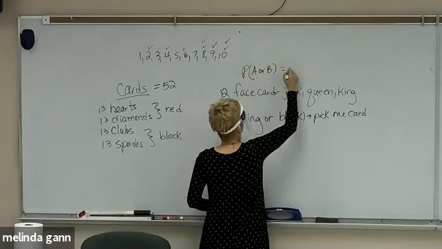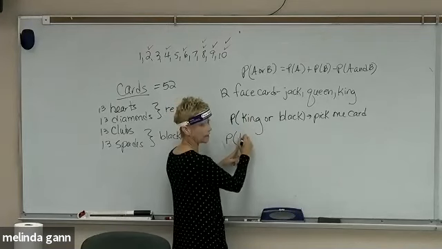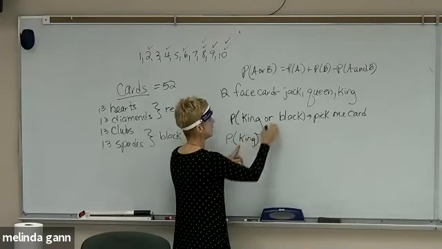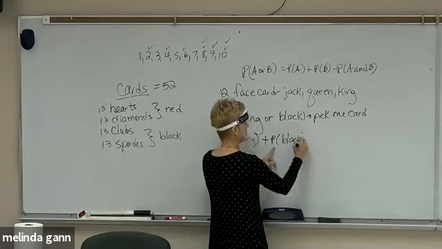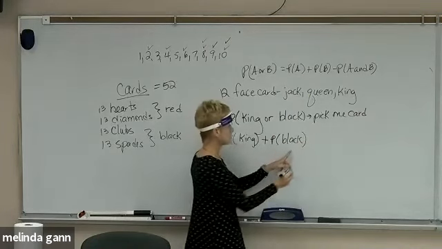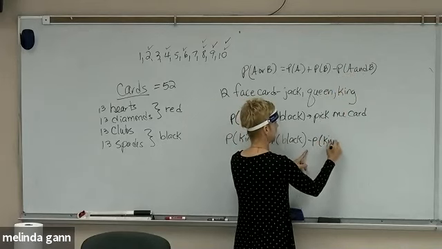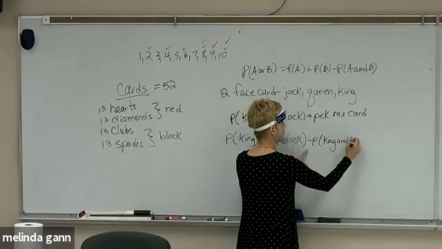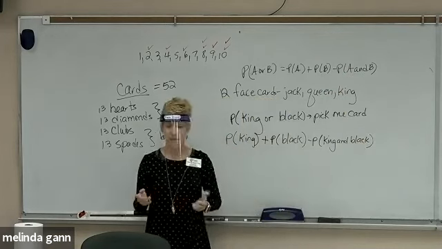So when I've written this on my paper, I'm going to do this. The probability of a king or black is the probability of just the first one, which is a what? King. Plus the probability of just the second one, which is what? Black. Minus the probability of both at the same time. So it's got to be a king and it's got to be what? Black. That's a lot of writing of words. I'm not putting numbers yet.